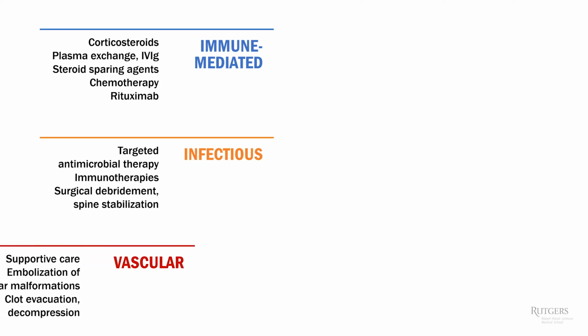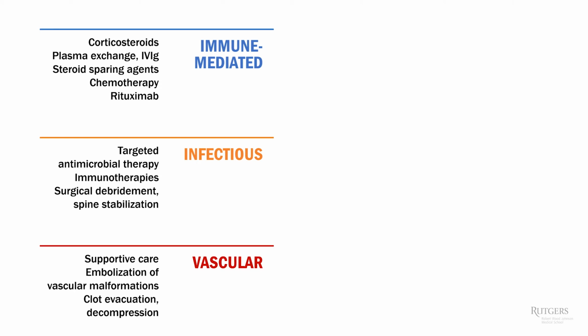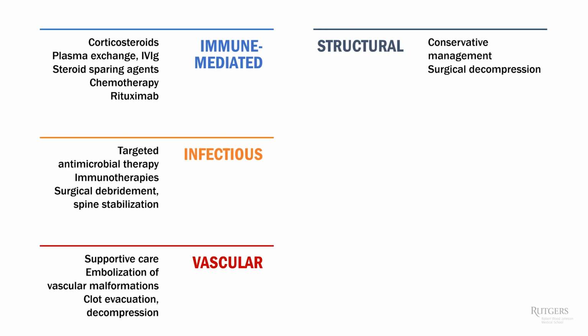For vascular causes, it's mostly supportive care for stroke. If there's a vascular malformation, it can be embolized and shut down. And for epidural hematomas, evacuation and decompression. Remember epidural hematomas? For structural cord compression, the first line of treatment is conservative. Soft collar, NSAIDs for pain, gabapentin, pregabalin, nortriptyline, and duloxetine for neuropathic pain, muscle relaxants, physical therapy, and when patients develop neurological deficits or have intractable pain, we move on to surgical management and decompression.